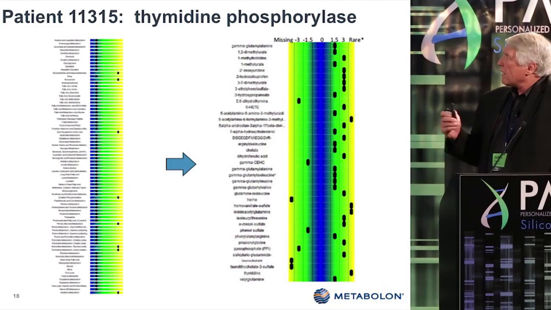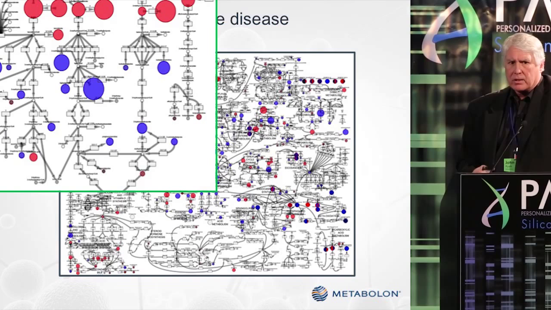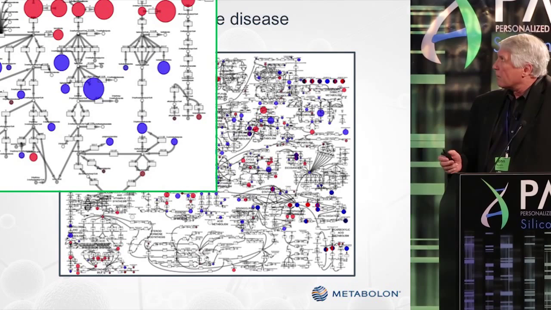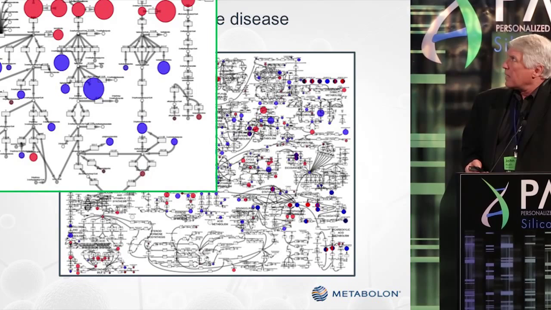And what this is doing is taking that biochemical pathway map, and now we're going to project those results onto it in a kind of visual way. So what you're looking at here is a patient, and we've given a circle and a color. If it's red, it's going up, the value is up over the mean of the population. If it's blue, it's down.